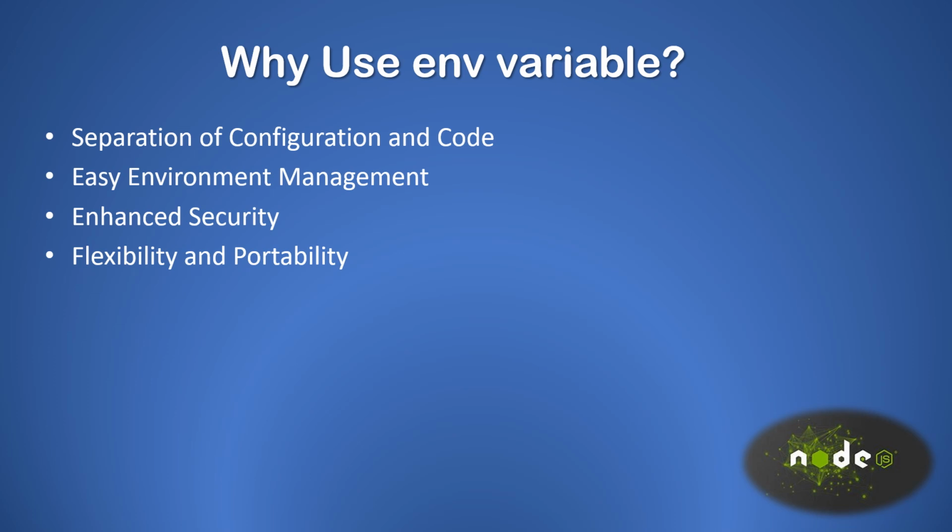The first thing is separation of configuration and code. It's always good to store these configurations in a separate file or a separate section so that they don't get mixed up with the code base. Things like API keys, database credentials, and port numbers, we always have to place outside the code. This separates the sensitive information from your code base, which makes your code more secure and flexible enough.